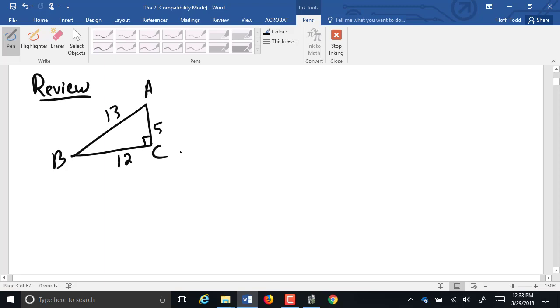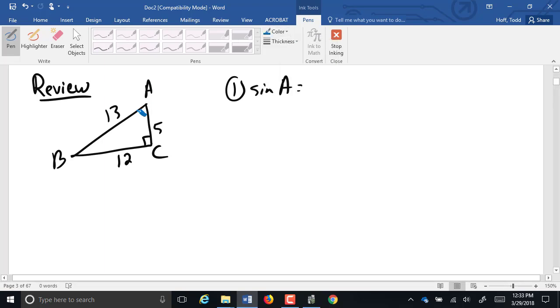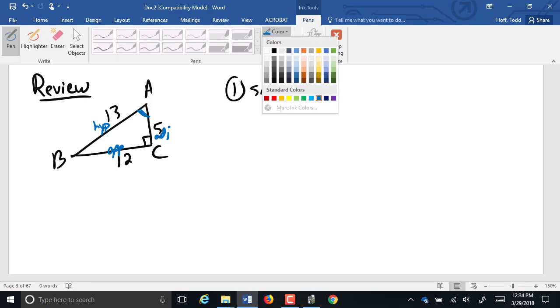So if I give you something like this with a right angle in it, and I ask you, what is the sine of angle A? So if this is angle A right here, sine is what? Opposite over hypotenuse. So if that's angle A, that's opposite. Of course, 13 is always the hypotenuse, right? The 5 would be adjacent for that. So sine, opposite over hypotenuse, would be 12 over 13. Very good.